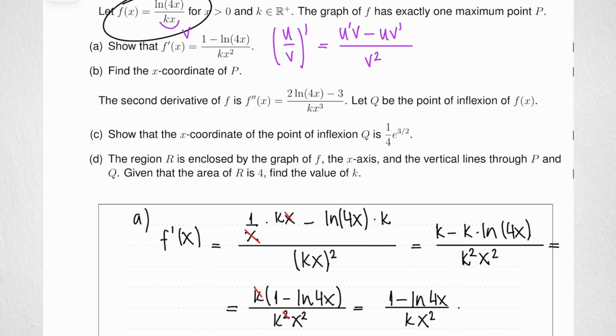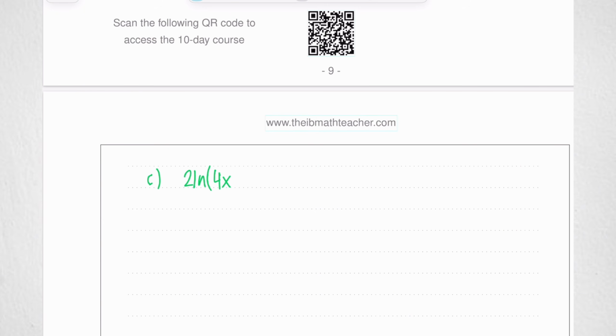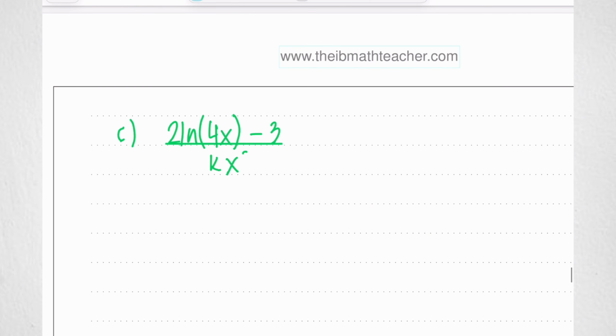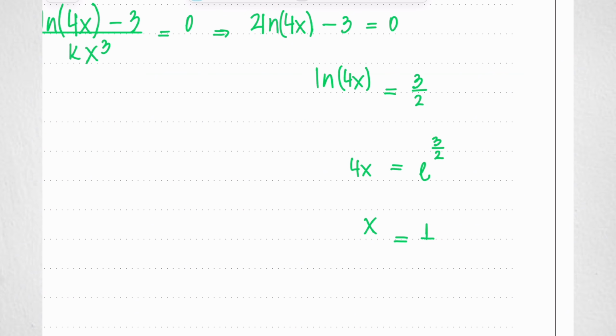Now, Q is the point of inflection of f of x, and we find points of inflection when we take the second derivative and make it equal to 0, which means that we're going to take this (2 ln of 4x minus 3) over kx cubed and make it equal to 0, meaning that we have 2 ln of 4x minus 3 equals 0, so ln of 4x equals 3 over 2, which means that 4x is e to the 3 over 2. Therefore, the x-coordinate of the point of inflection is 1/4 e to the 3 over 2.